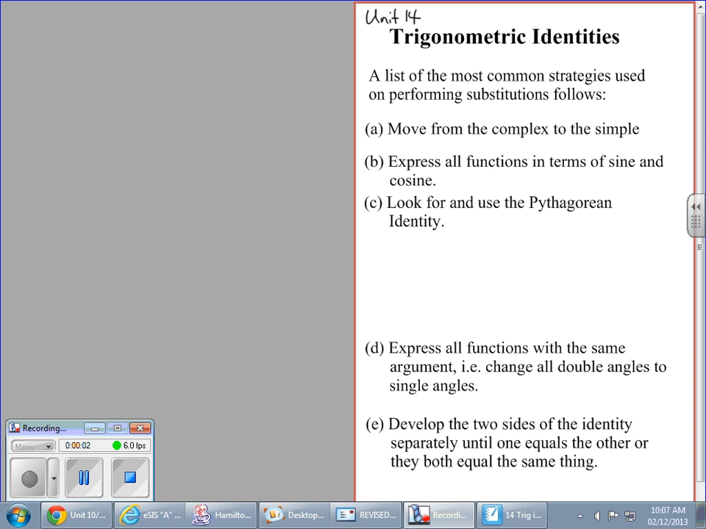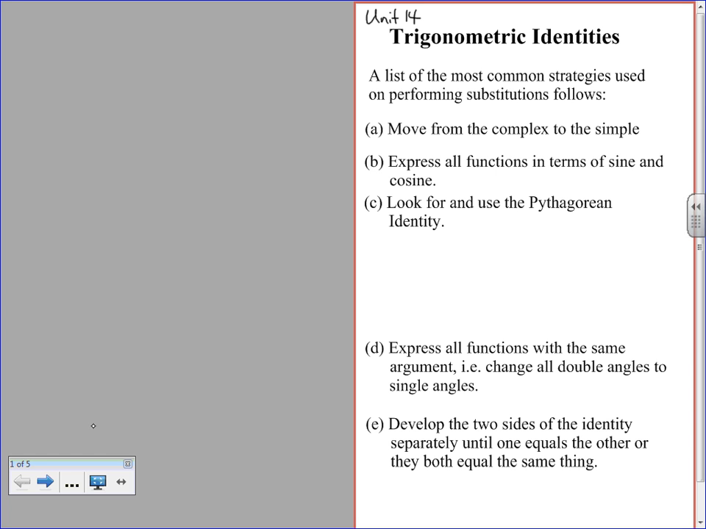Okay, so trigonometric identities, your purpose is to put one side in terms of the other side. I'm going to give you a process in order to solve them. The problem with people with trigonometric identities isn't the trigonometric identities, it's their algebraic skills. Right? Because really this is testing whether you understand how to simplify algebraic expressions. So this is a list of the most common strategies used for performing substitutions, as follows.